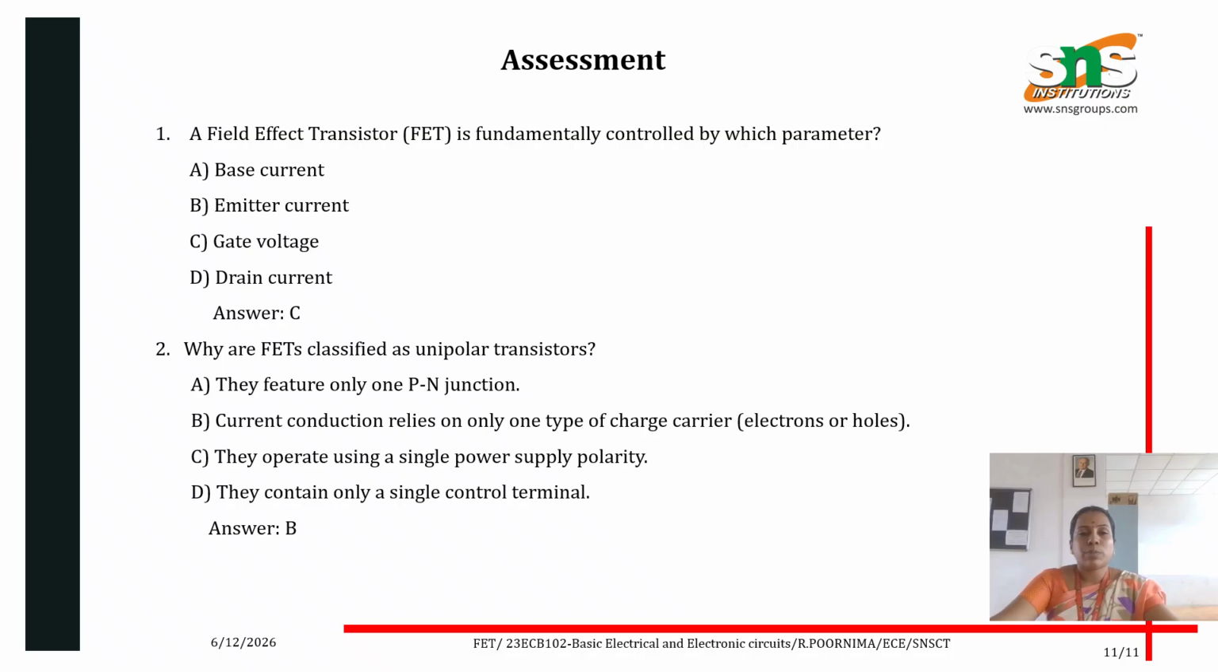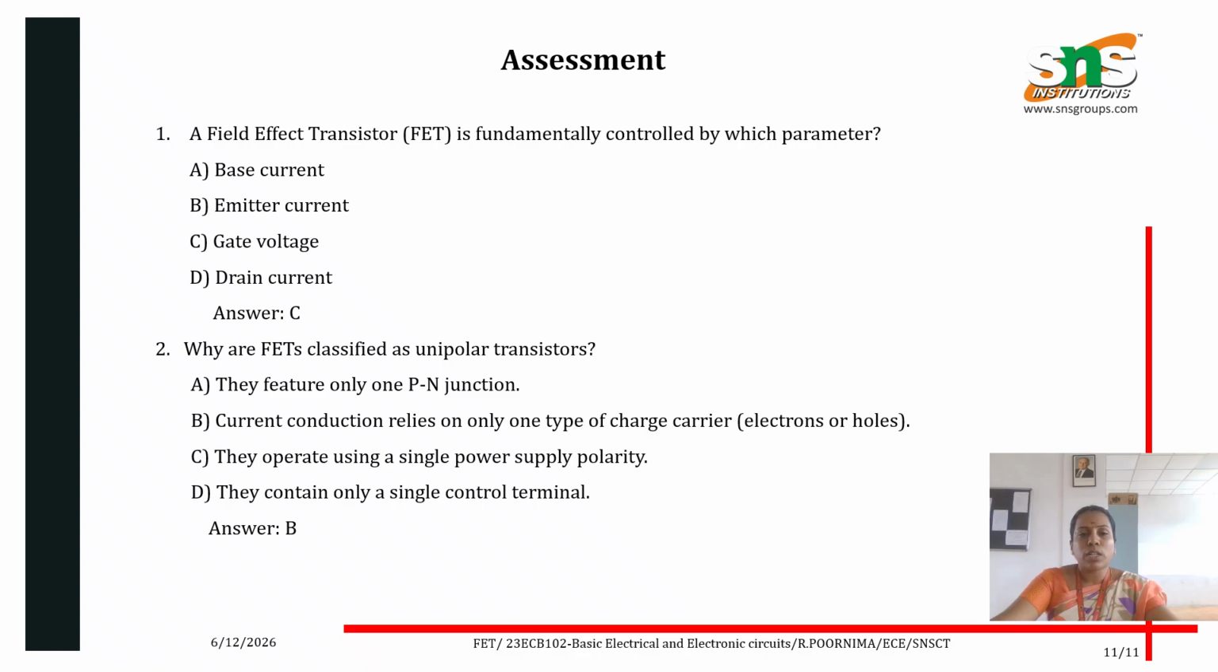Let's take the assessment. First question: a field effect transistor is fundamentally controlled by which parameter? Base current, emitter current, gate voltage, or drain current? Since the gate voltage controls the drain to source current flow, the answer is option C, gate voltage.